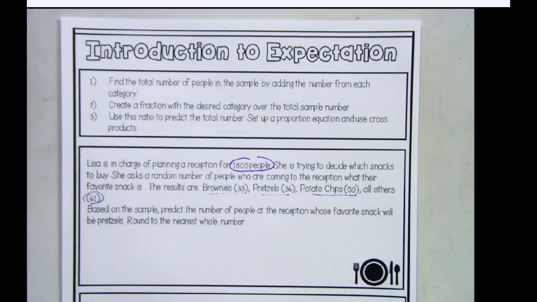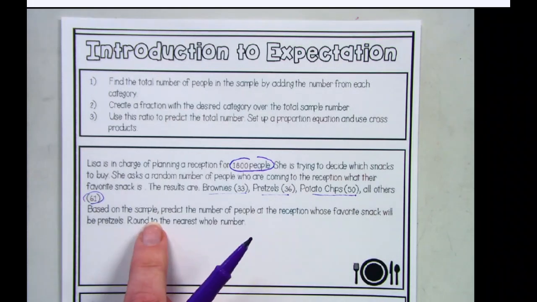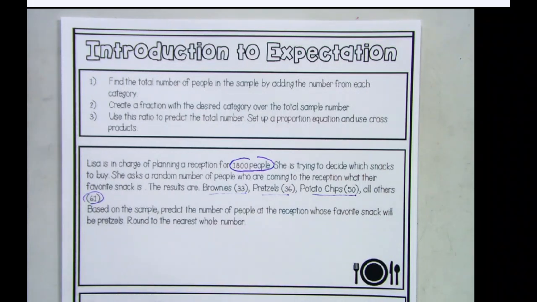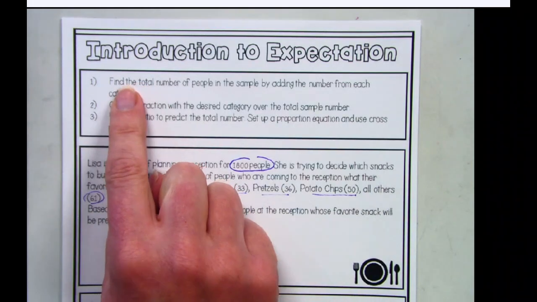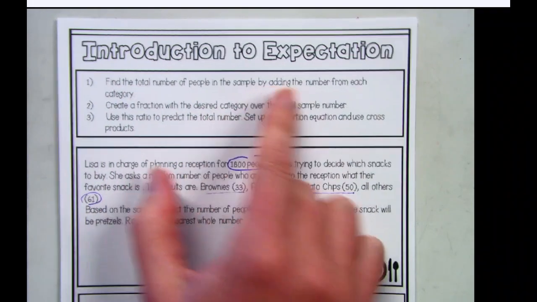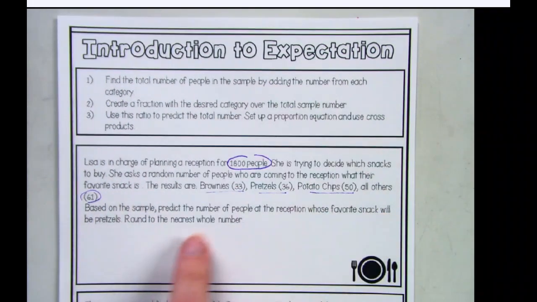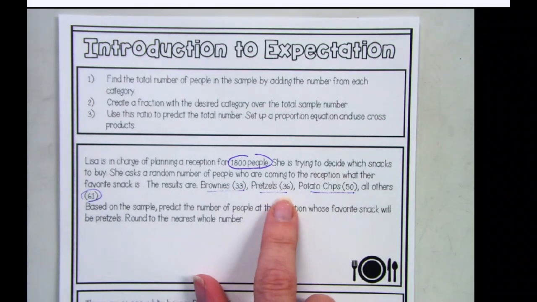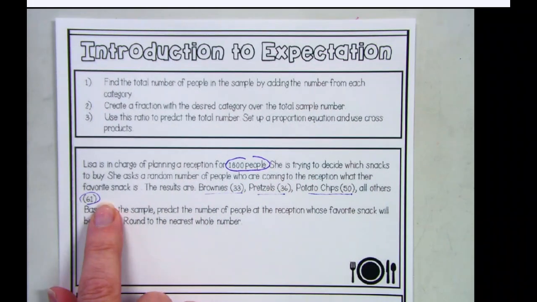So they've given us some information, and then it says, based on the sample, predict the number of people at the reception whose favorite snack will be pretzels. All right, so our first step, it says find the total number of people in the sample by adding the number from each category. So we're going to add brownies, pretzels, potato chips, and all others. So just add those numbers.